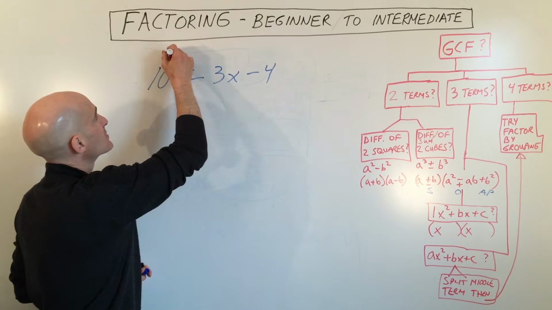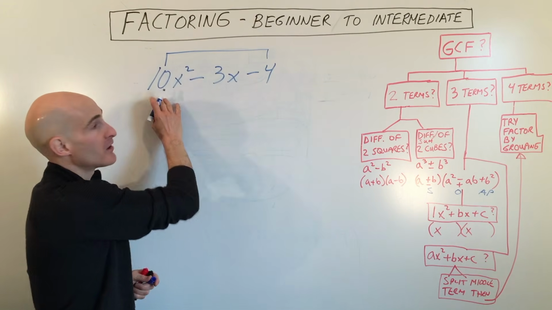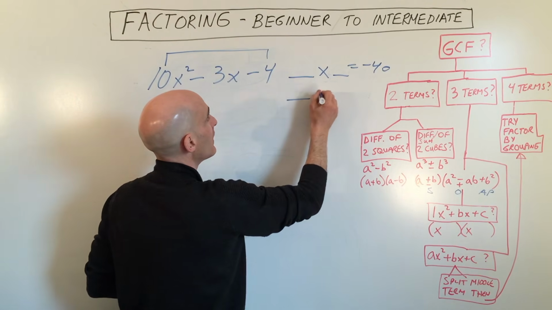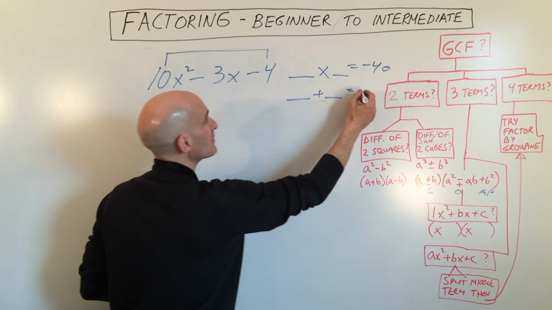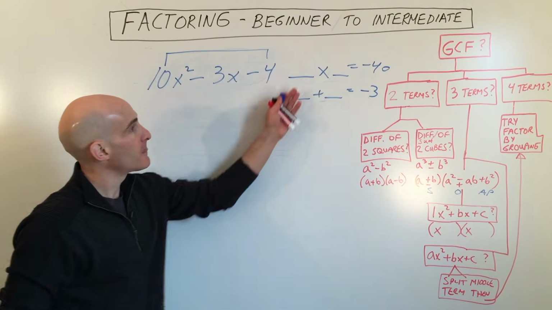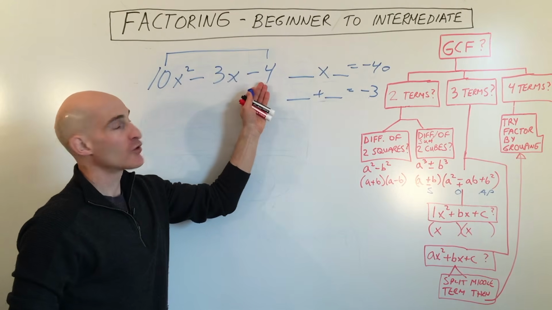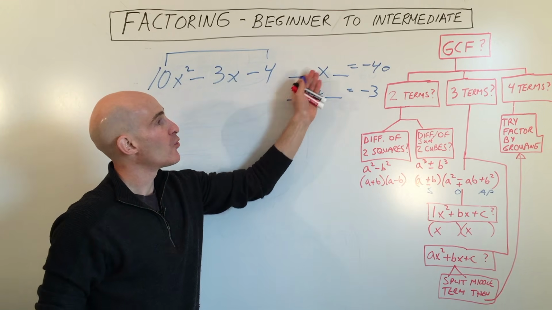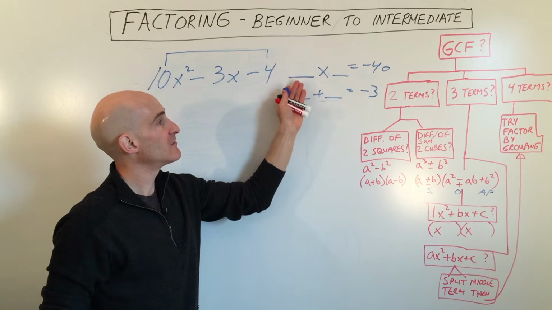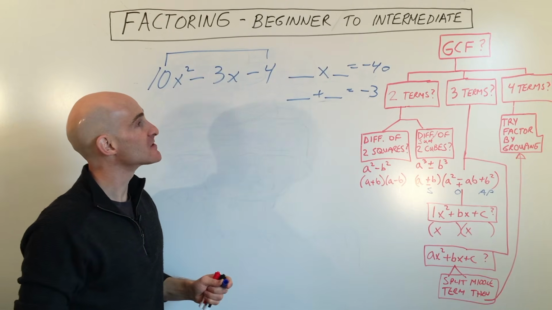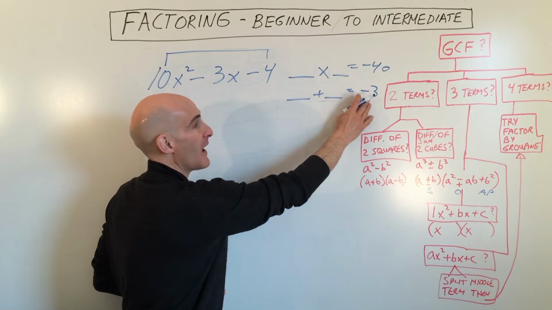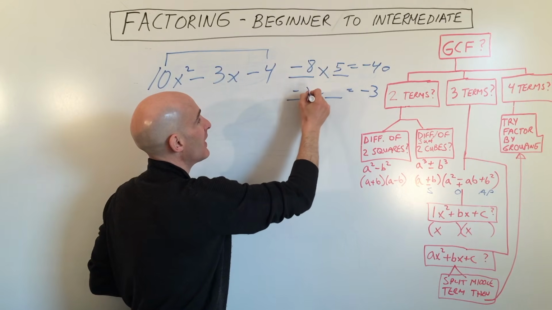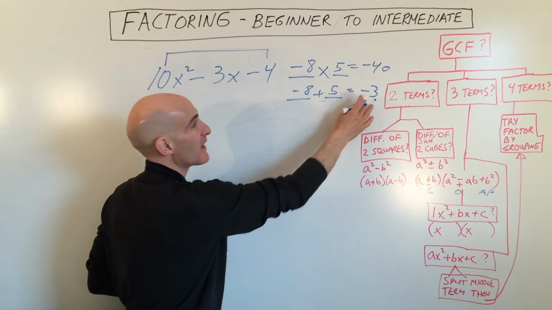So first step is to multiply 10 times negative 4. So we say what 2 numbers multiply to negative 40, but they have to add to negative 3. So what would that be? They multiply to negative 40, the product of the leading coefficient and the constant, but they have to add to the middle coefficient, which is negative 3. Well, we could do 1 and negative 40, 2 and negative 20, 4 and negative 10. We go through the different combinations, but they also have to, at the same time, add to negative 3. So for this one, it's going to be negative 8 and positive 5. That multiplies to negative 40, but adds to negative 3.